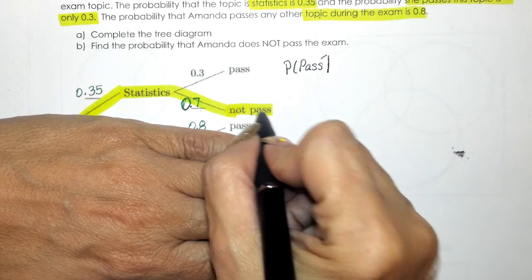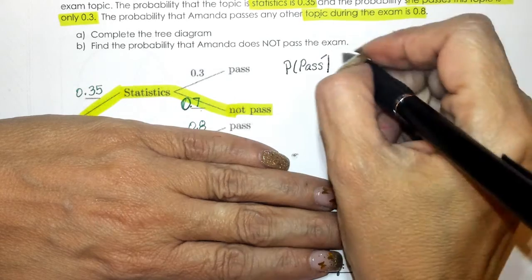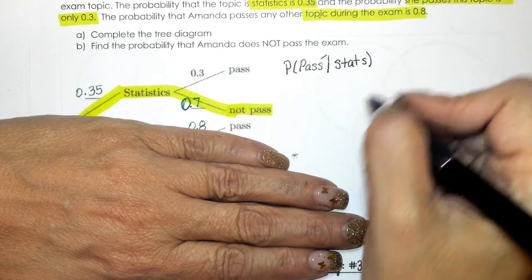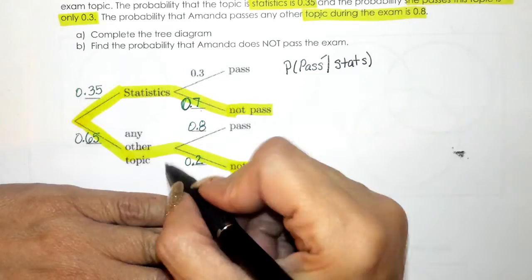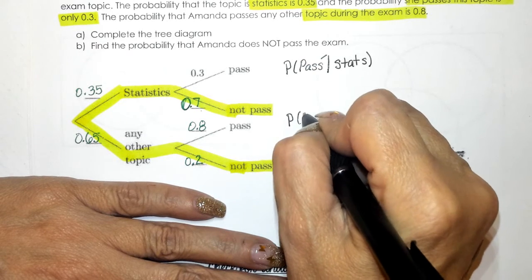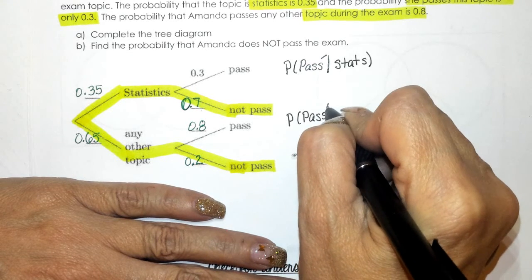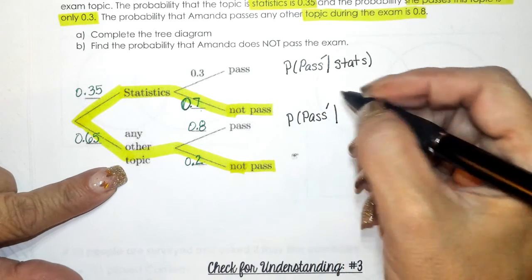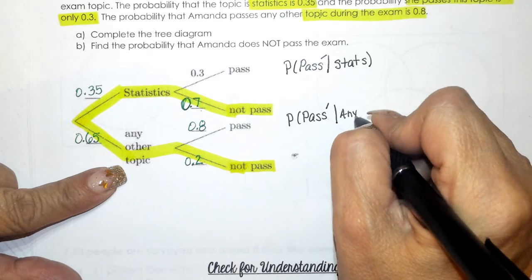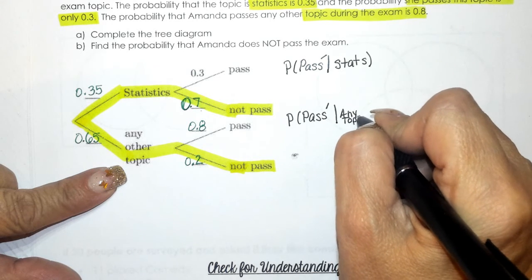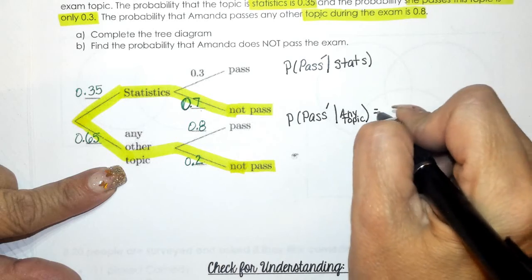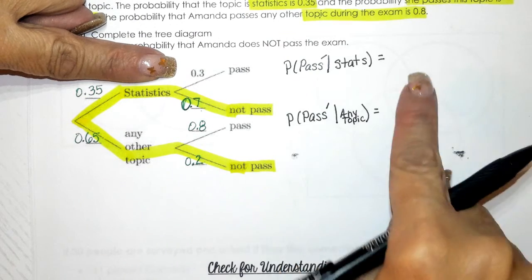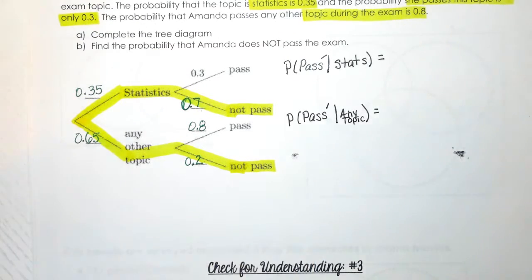What's she given? It's like I'm working backwards. Given that she got statistics, that she got a stats test. Okay? And then I want to do the other avenue down here, the probability that, again, she doesn't pass. So I'm going to say not pass given any other topic. I guess I should say topic, because we don't know that it was math. Okay, so two separate probabilities. What am I going to have to do with these separate probabilities when I find the value? I have to add them together.